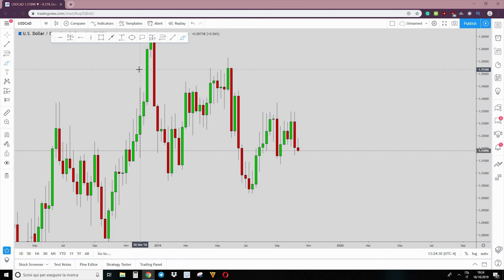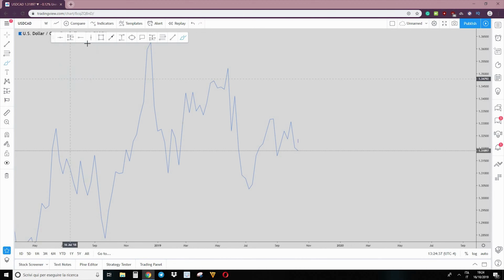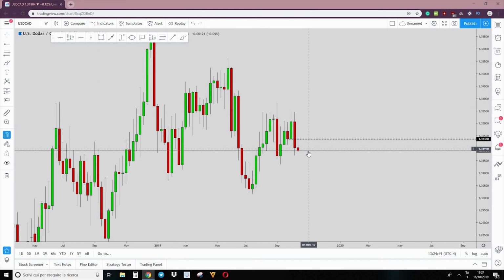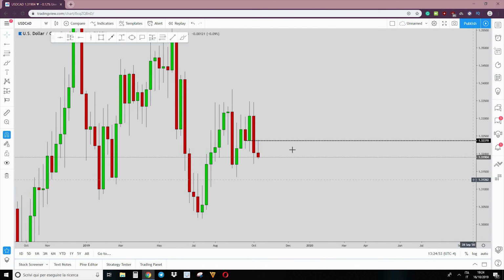Now what can we get more from the weekly time frame? What we can do is move to a line chart. Now what a line chart will give you is basically the closes in the market. You can see these edges here are the closes in the market, or in other words the weekly closes. Now the weekly closes are very important and act as extremely strong areas of support or resistance.